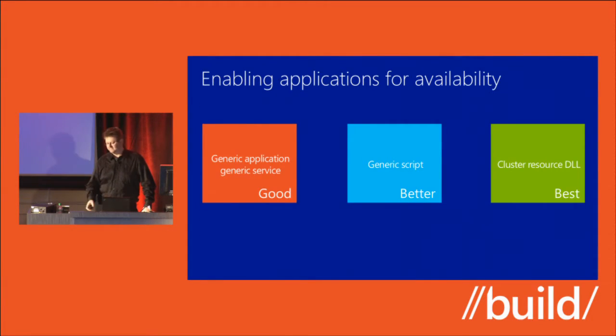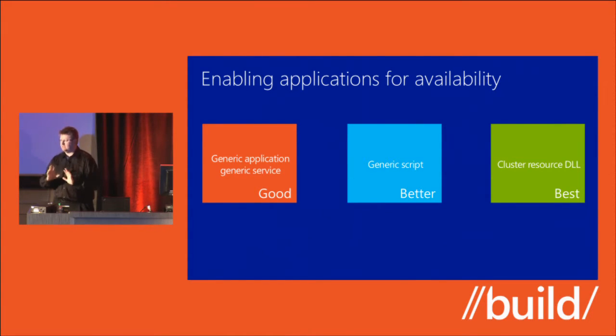All right, so let's talk about how to enable your applications for high availability. There are a couple of different things you can do. Let's say you have some homegrown app that you wrote, some homegrown service. How do you make that highly available? How do you use failover clustering to achieve that? There are three different ways to do that, and I call them the good, the better, and the best.